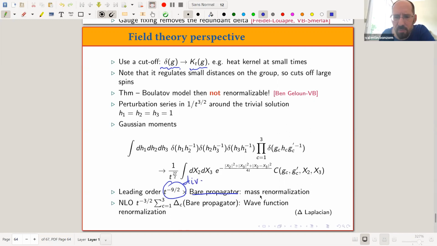You can reabsorb this divergence into the mass of the theory. But at next to leading order, you find some Laplacian. Here the delta is the Laplacian. So you find some Laplacian acting on the propagator, which means you have a wave function renormalization, which means you have to add a counterterm with a Laplacian to the theory. And if you remember the lecture by Edward Wilson-Ewing, in the Boulatov model there is no Laplacian in the theory. So you cannot add a counterterm for this divergence. So that's why it's not renormalizable.